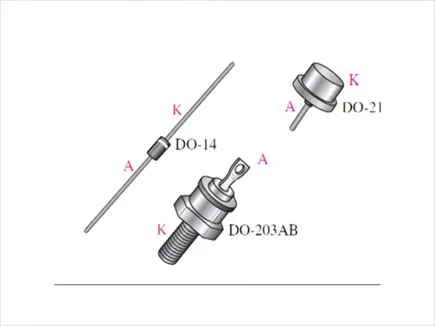Depending on the type of package, the anode and cathode are indicated on a diode in several ways. The cathode is usually marked by a band, a tab or some other feature. On those packages where one lead is connected to the case, that lead becomes the cathode.